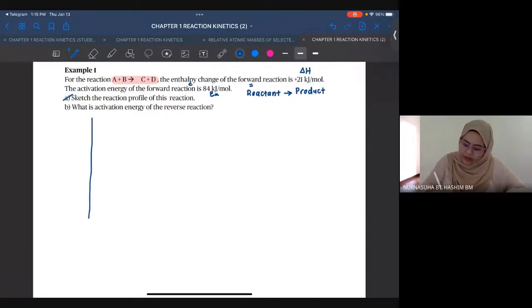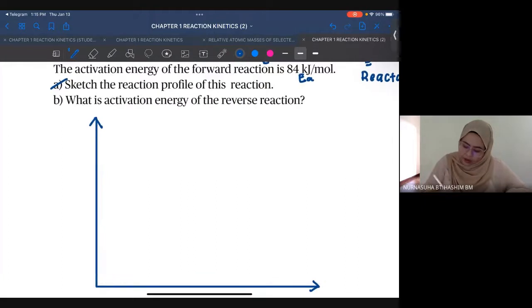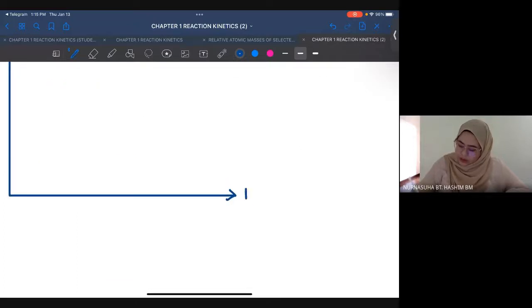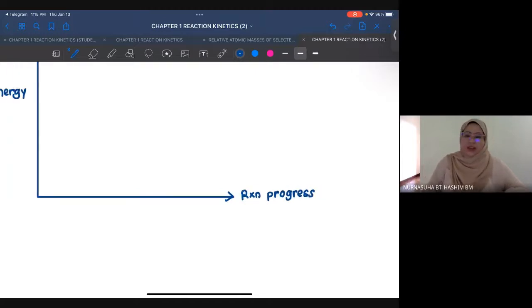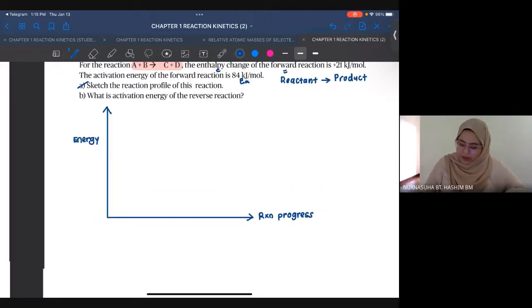Okay, senang saja. Draw the axis, x-axis, y-axis. Your y-axis letak je energy. Jangan letak kinetic energy pula. This one letak reaction progress. Awak eja betul-betul lah, madam. Tak apa. Okay, madam buat singkatan tak apa, awak tak boleh.